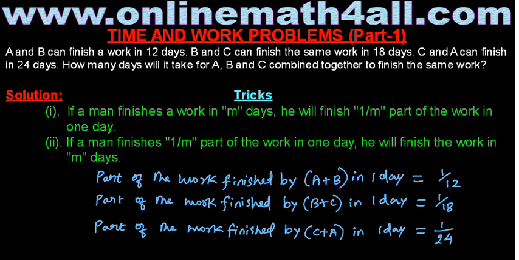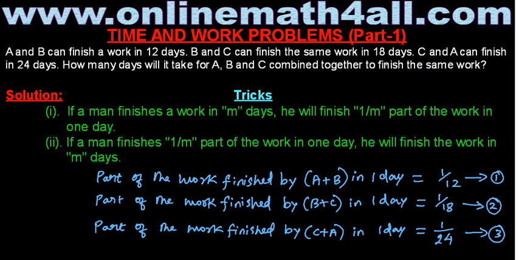So okay students, we have been given the total number of days taken by A and B to complete a particular work, B and C to complete the same work, C and A to complete the same work. So from that I just got part of the work finished by A and B in 1 day, part of the work finished by B and C in 1 day, part of the work finished by C and A in 1 day. Now this is the first equation, this is the second equation, this is the third equation. Now in my next page I'm just going to add all these three equations.